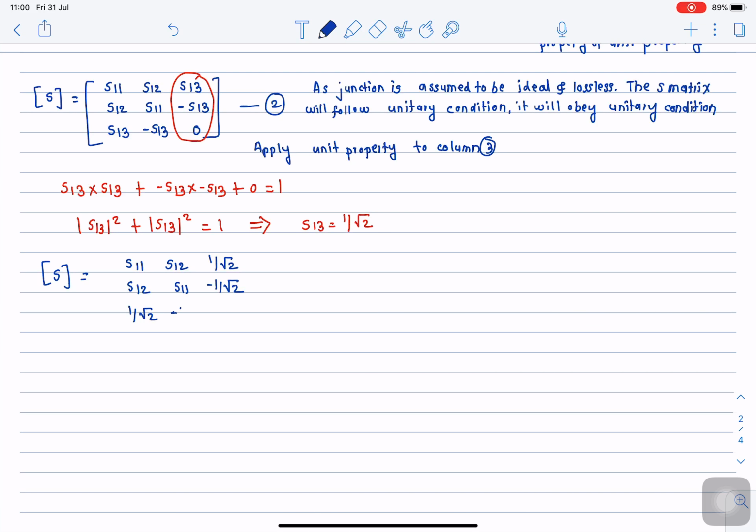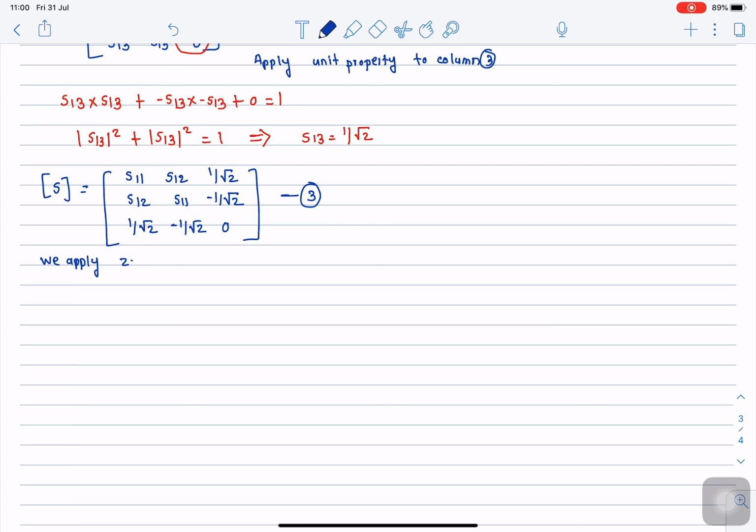Okay. Now what we do next is we apply the 0 property. Now here I will write 0 property. We apply the 0 property to row 1 and row 3. So first of all you highlight where is your row 1. So your row 1 of the matrix is this one and row 3 is this one. So what you do is you apply the 0 property to row 1 and row 3.